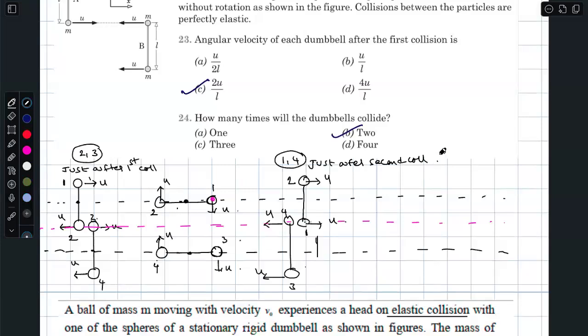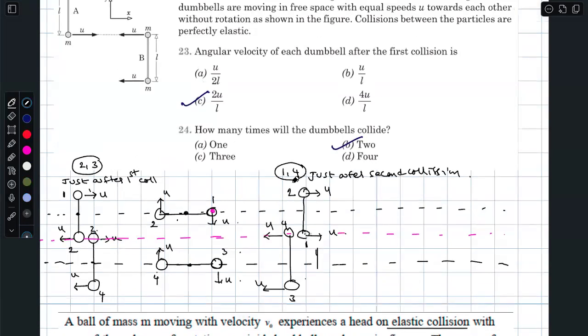So please understand, only 2 possible collisions are there. Yes or no? Thereafter, this will translate leftwards, this will translate rightwards. So therefore, 2 collisions took place. Angular velocity of each dumbbell after the first collision is? You said this is U. So with respect to this, omega is 2U by L.